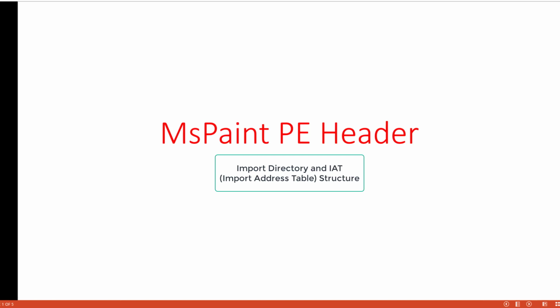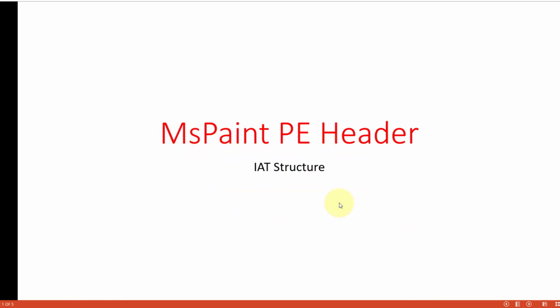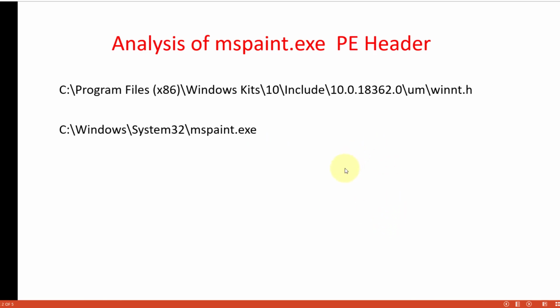In this new section, we are going to study the import address table structure by studying the Microsoft Paint PE header. Analysis of the Microsoft Paint exe PE header. The Windows NT.h header file contains the structure of the import descriptor. The import descriptor is the data structure that contains information about the import address tables and import lookup tables. Microsoft Paint is found in this location.